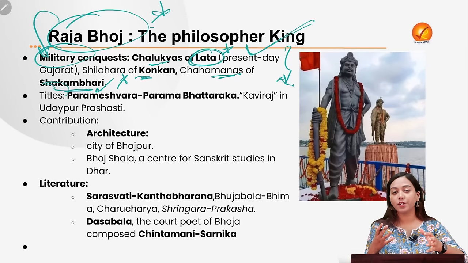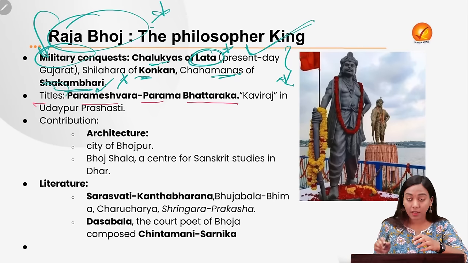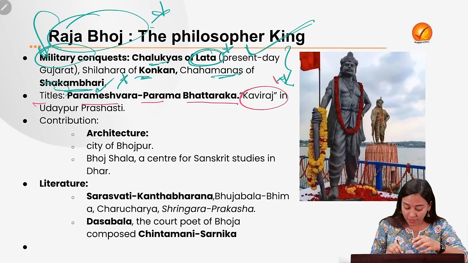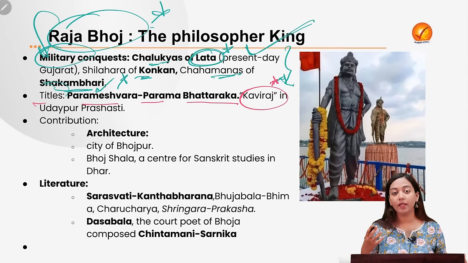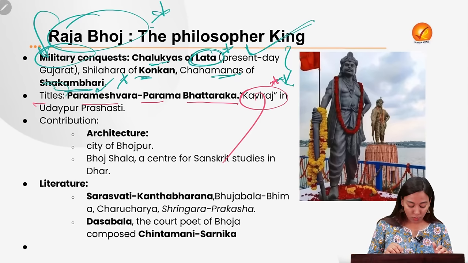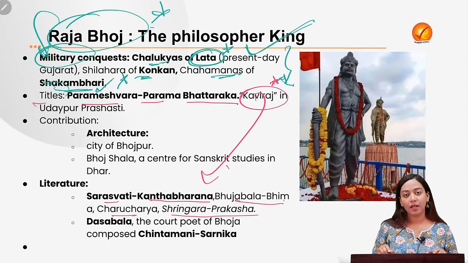Then he also naturally assumed multiple titles. One is the Parmeshwara Param Bhattaraka. He also gained the coveted title of Kaviraj. Why? Because he used to write a lot as well. He was a very prominent literator of his time. He wrote multiple literature, for example, Saraswati Kanthabharana. He also wrote Bhujbala Bhim, Charucharya, Shringar Prakashaka.